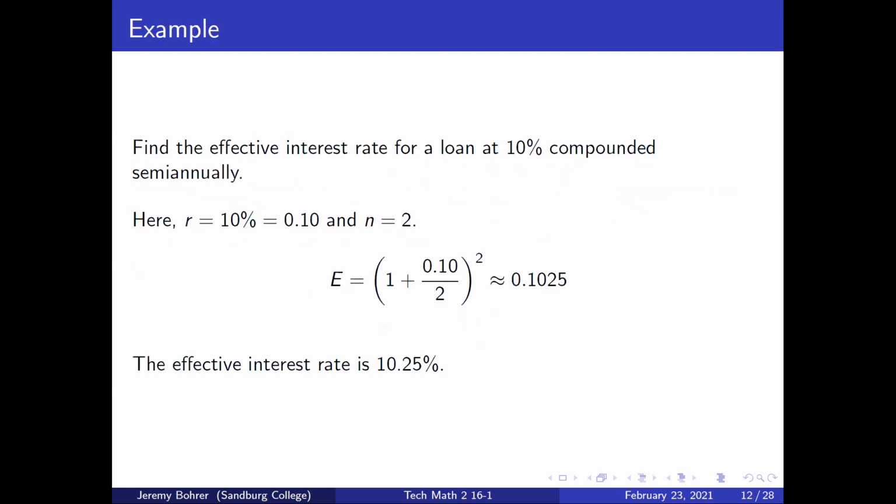Find the effective interest rate for a loan at 10% compounded semi-annually. Here, R equals 10% or 0.10 and N equals 2. So E equals (1 plus 0.10 divided by 2) all squared, minus 1, which is 0.1025. The effective interest rate is 10.25%.